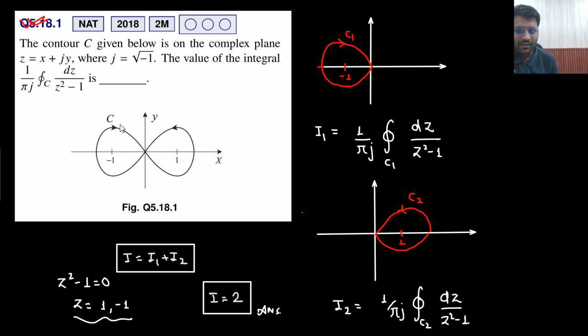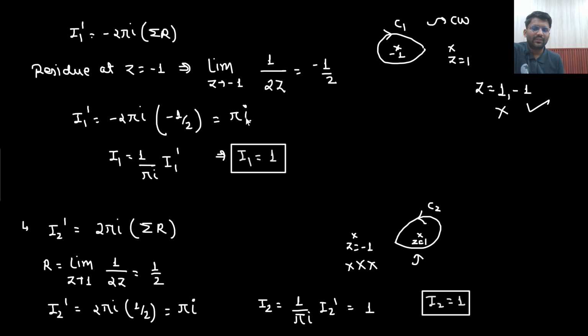So in the clockwise orientation there is -1 that is being included, and when the orientation is anti-clockwise there is only 1 that is being included. So residue at z equals to -1 was coming out to be -1/2. At z equals to 1, residue at z equals to 1 is coming out to be 1/2.